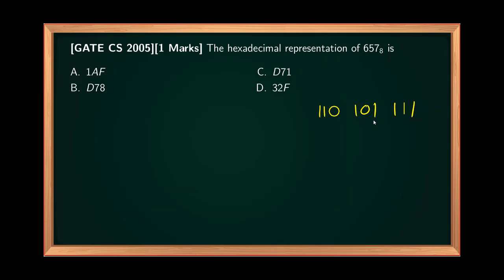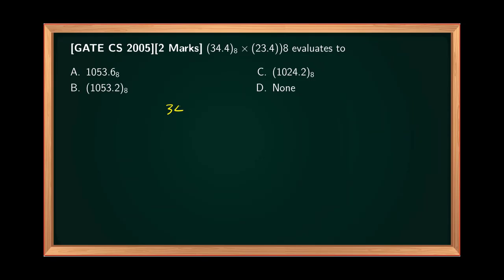To convert into hexadecimal, we should branch 4 digits at a time. So this corresponding to F, and second 1010 corresponding to A. So option A.